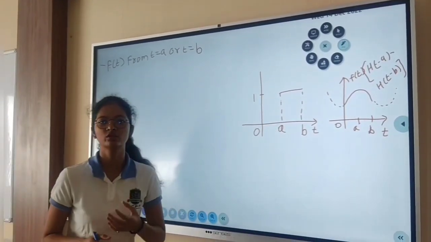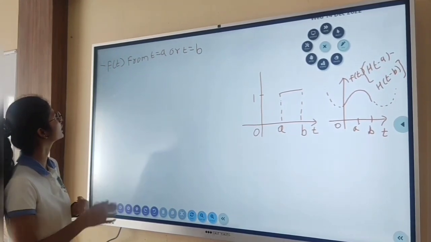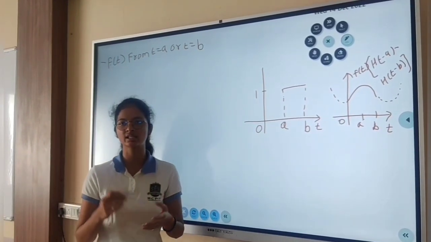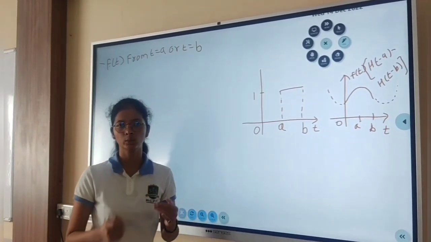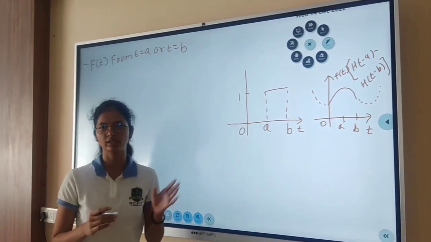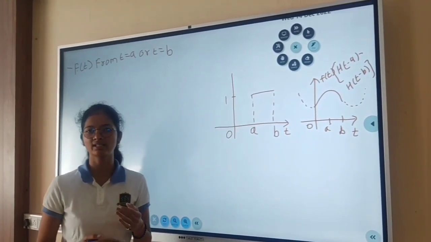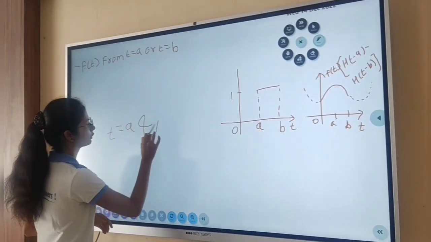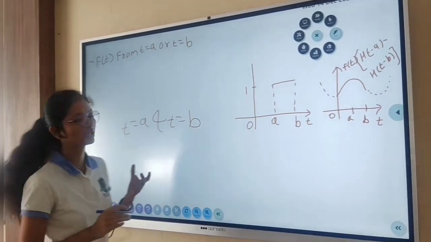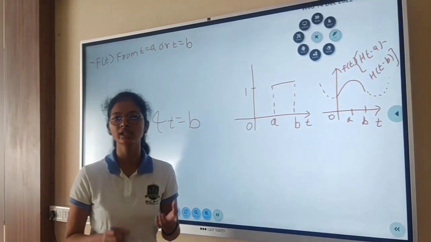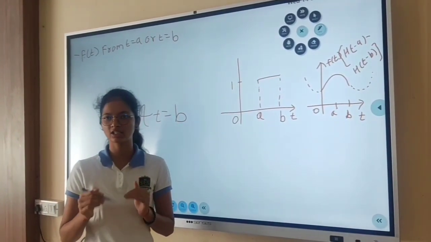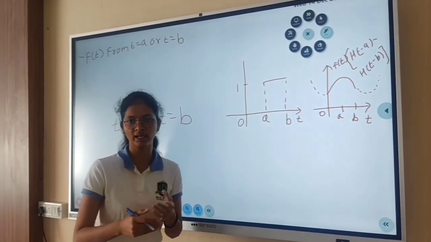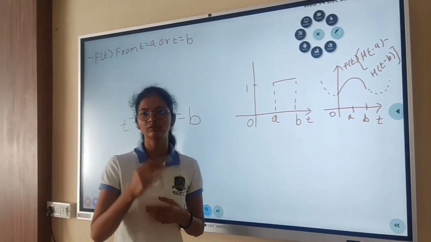Then the Heaviside unit step function has the last case, that is f of t from t equal to a to t equal to b. In the first case we see that h of t minus a is a unit step function to the right of t equal to a, and h of t minus b is a unit step function to the right of t equal to b. Hence h of t minus a minus h of t minus b is the part of the unit function between t equal to a and t equal to b, which is 0 before t equal to a, 1 between a and b, and 0 after t equal to b.